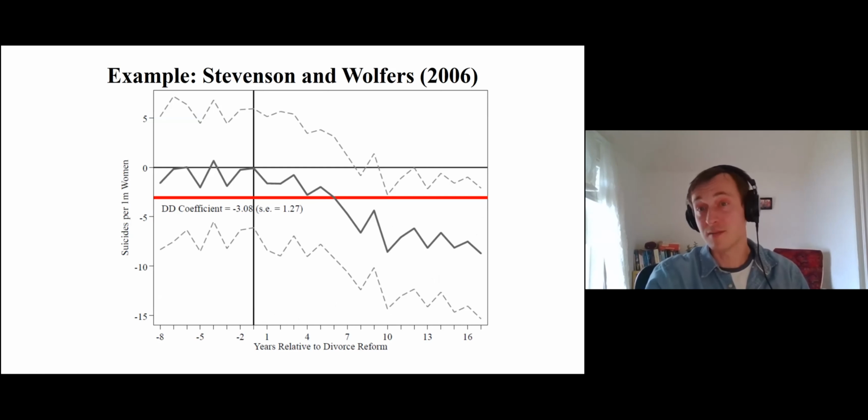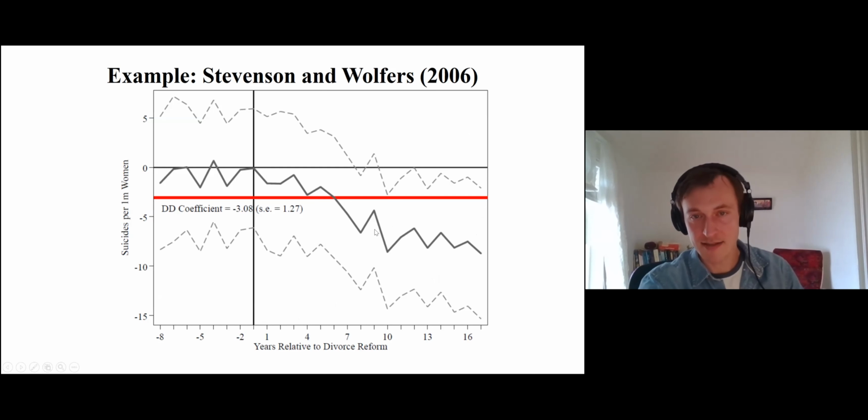I didn't request them to share anything with me. And I was able to replicate basically the same result from my own data. So you see a flat pre-period, right? This looks good. You see a downward trend in suicides. And the diff-in-diff coefficient you get in levels here is about 3 suicides per million women. This is what you get from two-way fixed effects.